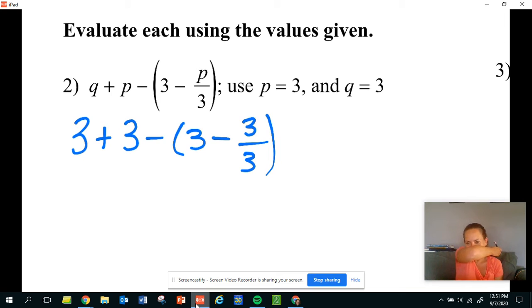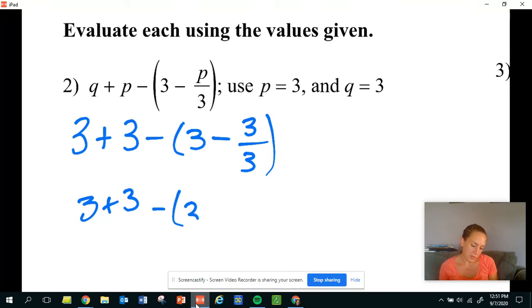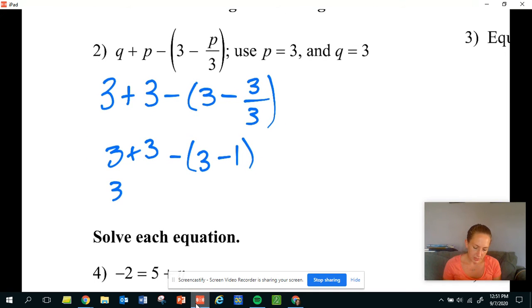Okay. 3, 3, whatever. So I'm going to do my parentheses first. And the first thing I would do inside my parentheses is divide. So I'm going to have 3 plus 3 minus 3 minus 1. Because 3 divided by 3 is 1. So now I'm going to do my parentheses next. I'm going to bring down my 3 plus 3, and then 3 minus 1 is going to give me 2.